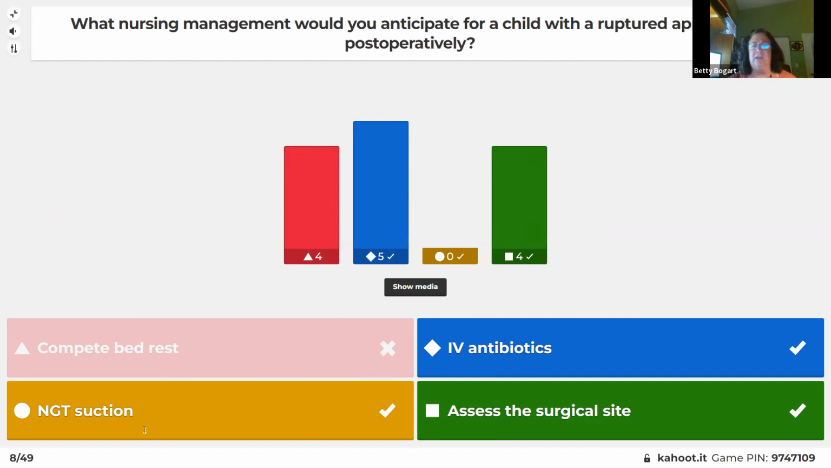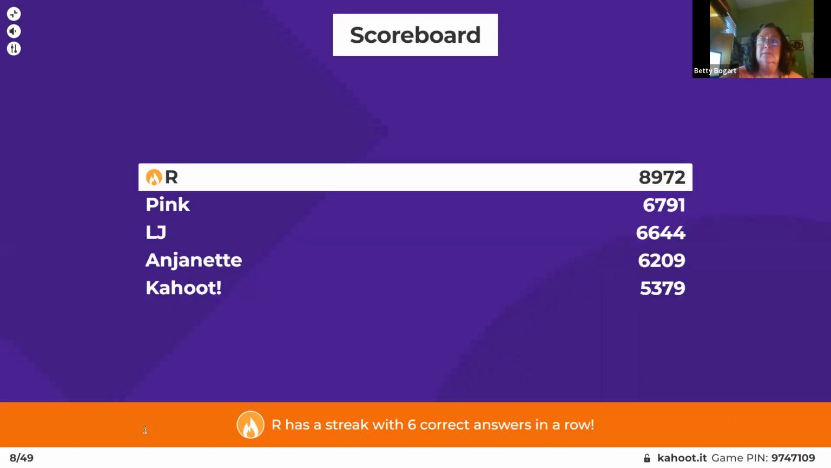The NG suction, absolutely keep that bowel empty because it is angry with all of those toxins that are in there. IV antibiotics, infection, and then of course, we don't know if the skin that was attached is good and healthy. And I've actually seen one of these dehisce on an appendix. So it can happen.